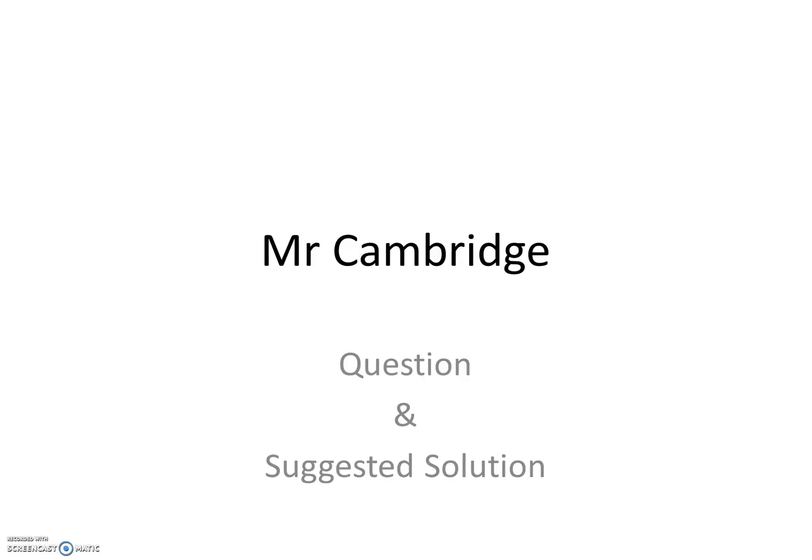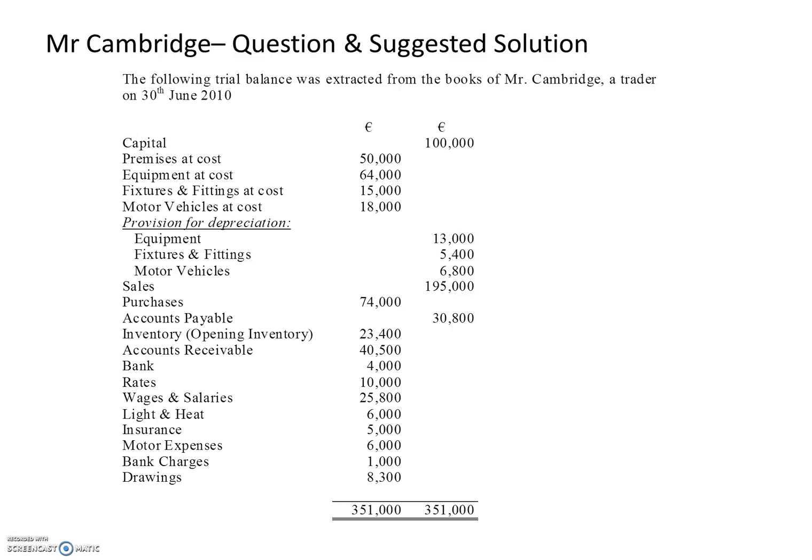We will now start by looking at the Mr. Cambridge question itself and our approach to the question. In this question, you're presented with a trial balance. If you look at the very top of the question, you can see the following trial balance was extracted from the books of Mr. Cambridge, a trader, on the 30th of June 2010. We have fairly typical items listed in the trial balance, and at the bottom we have the debit and the credit balances.